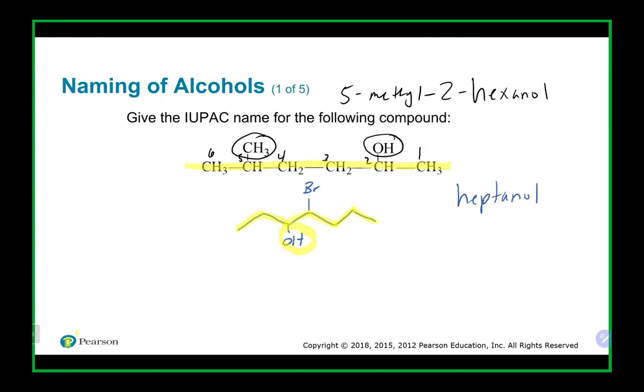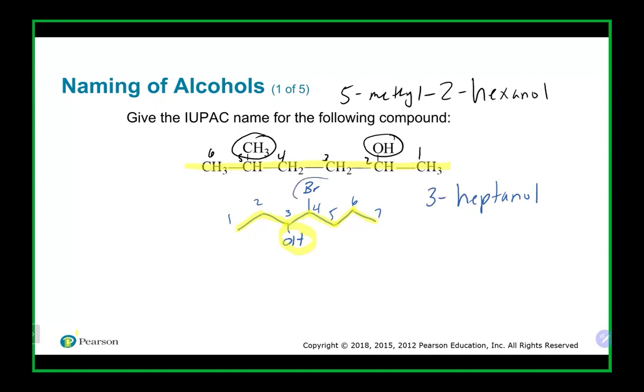Which way should I number to give the OH group the smaller number, left to right or right to left? Yeah, this way here: 1, 2, 3. Obviously, if you go the other way, it's bigger than 3, right? 4, 5, 6, and 7. So that's going to be 3-heptanol.